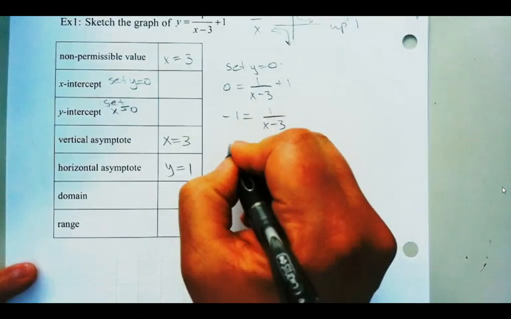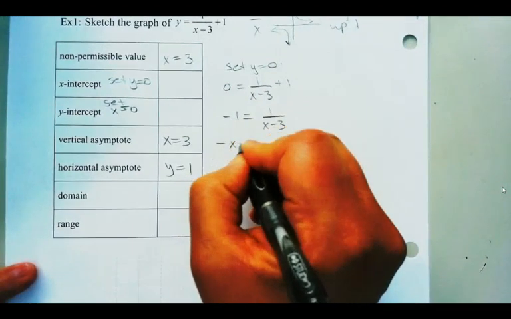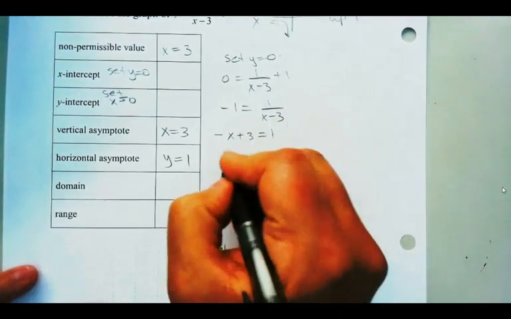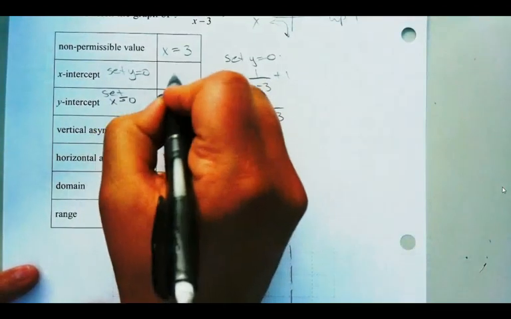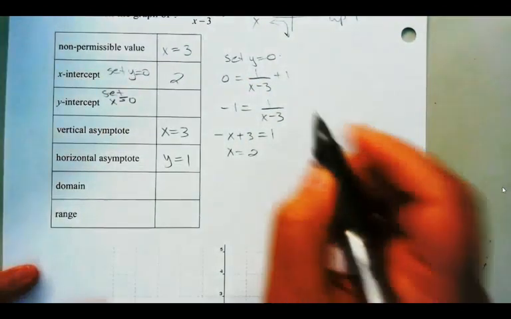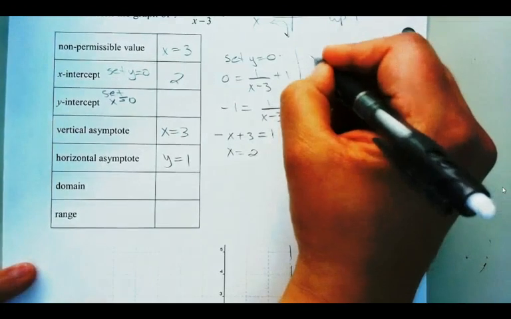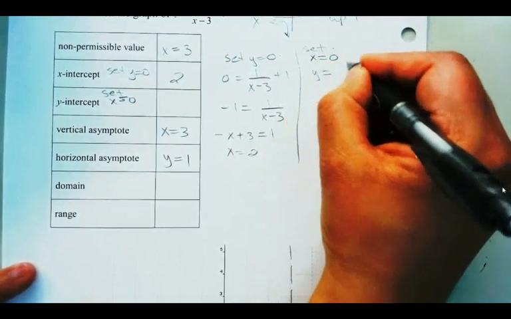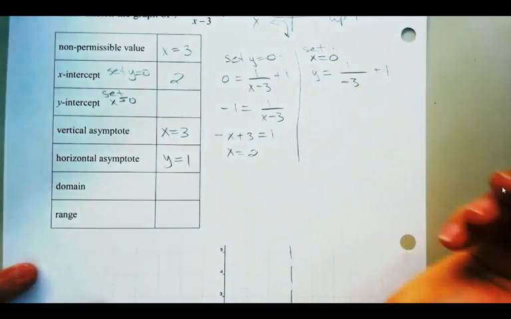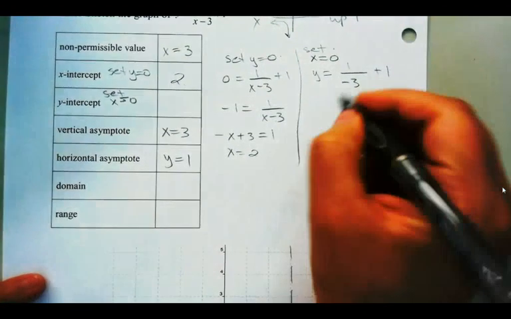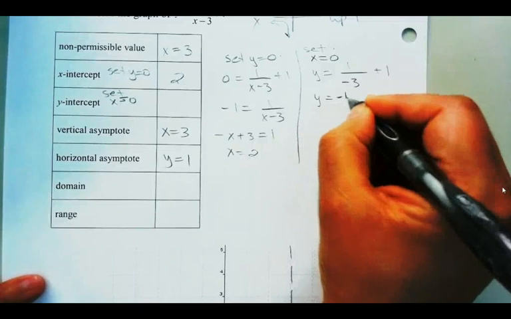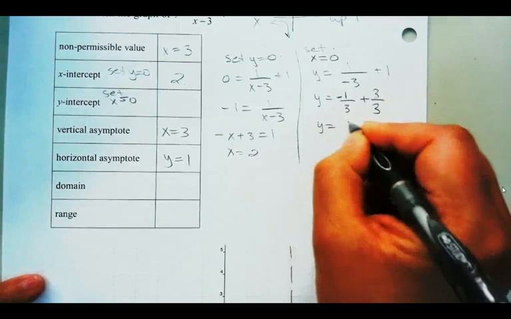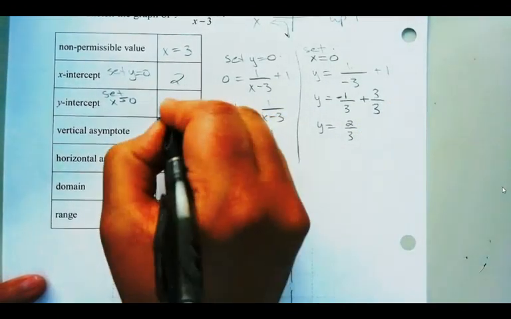Subtract 1 from both sides, and let's solve. What do we end up getting? We get negative 1 equals 1 over x minus 3, so negative x plus 3 equals 1. If I multiply both sides by x minus 3, I get x is equal to 2. So my x-intercept is 2. And then when I set x equal to 0, I have y equals 1 over minus 3 plus 1. So what is that value? y equals negative 1 over 3 plus 3 over 3. So y is 2 over 3.